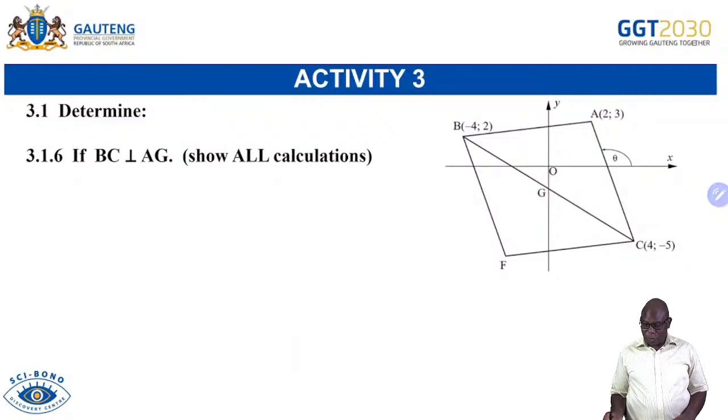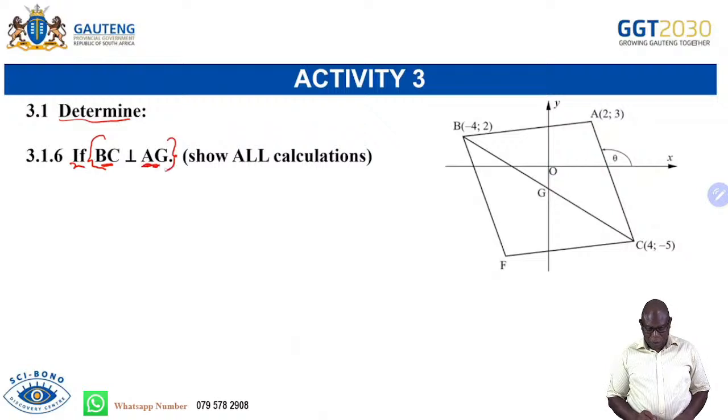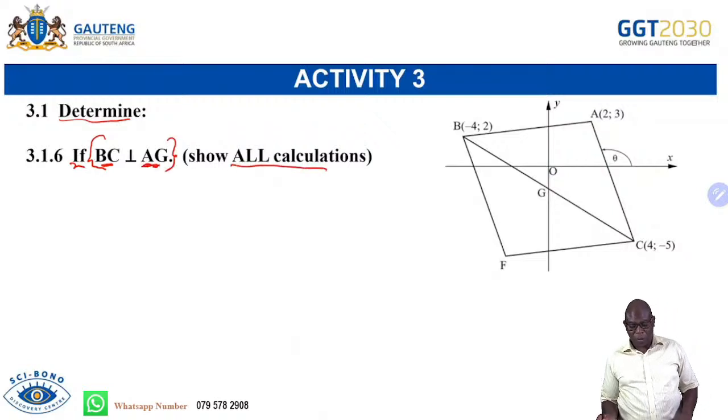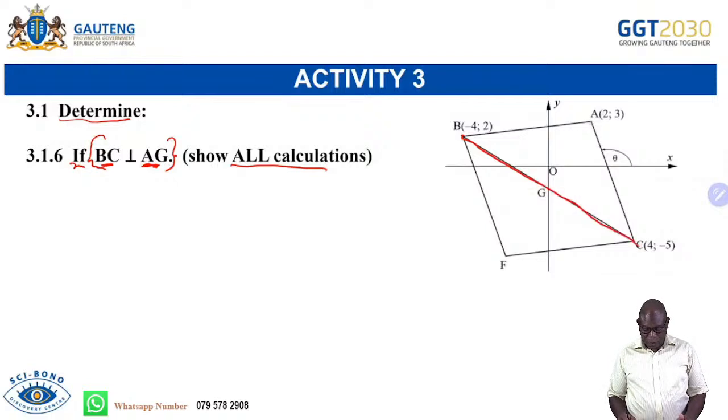Okay. The last question on question 3, on activity 3: determine if this line BC is perpendicular to this line. Show all your calculations. So we want to see if this line BC is perpendicular to this line AG. We want to see if those two are perpendicular. Obviously, in a parallelogram, I don't think the diagonals will bisect at right angles.